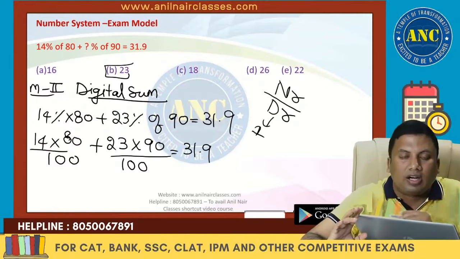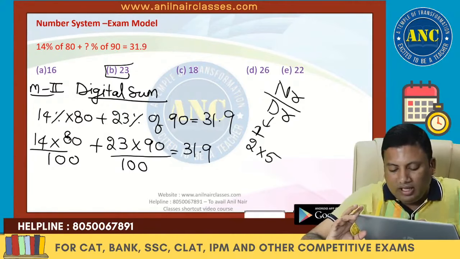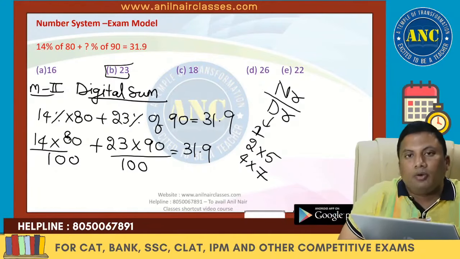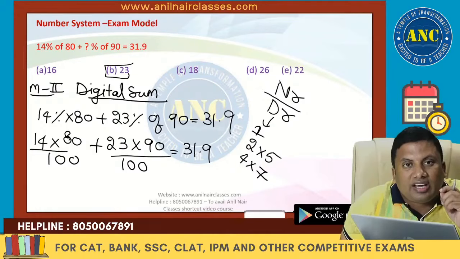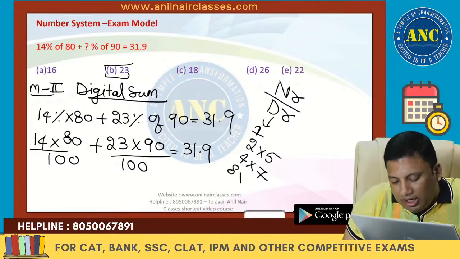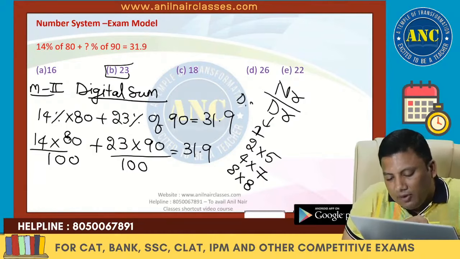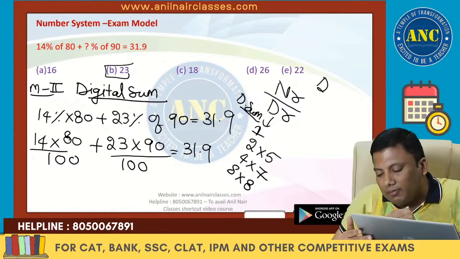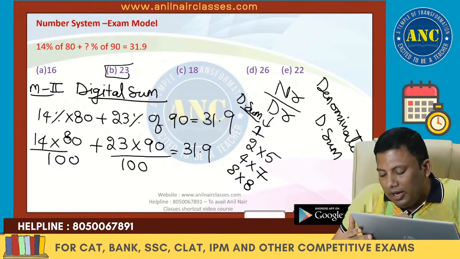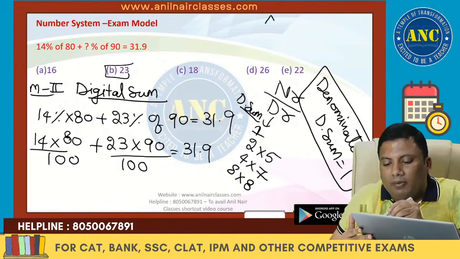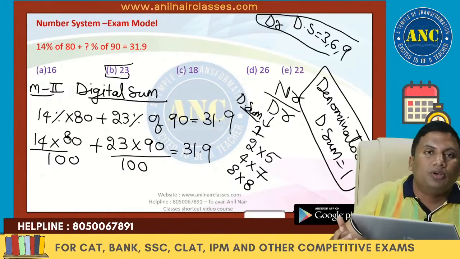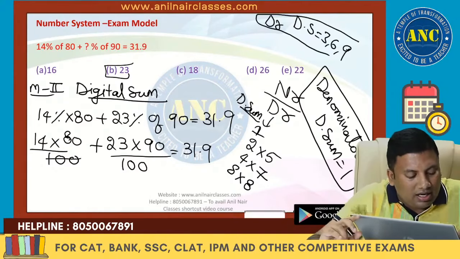If the denominator is 1, keep it as it is. If it is 2, multiply the numerator and denominator with 5. If it is 5 or 4, multiply the numerator and denominator with 7. The logic is that the denominator digital sum should be 1. If the denominator digital sum is 8, multiply the numerator and denominator with 8. The idea is to make the denominator digital sum 1. When the denominator digital sum is 3, 6 or 9, this concept cannot be used because it becomes a recurring decimal. 100, it is 1.